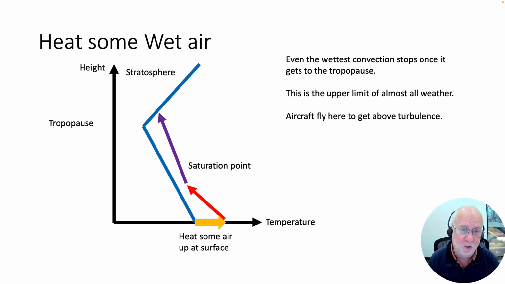So what this means is that all the weather in the atmosphere, all the convection, all the rain, all the condensation is locked into the bottom level of the atmosphere, the troposphere. It doesn't get above the tropopause. It doesn't get into the stratosphere.